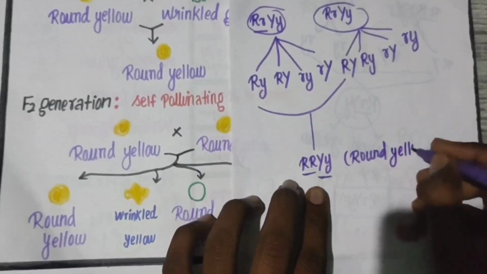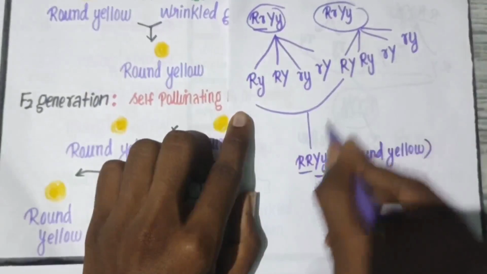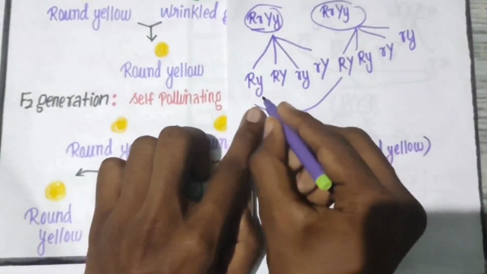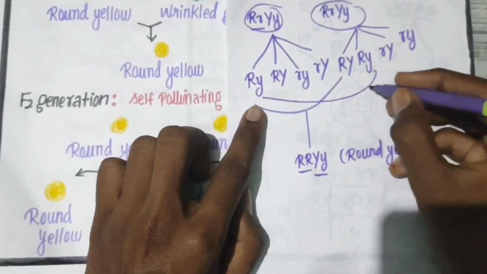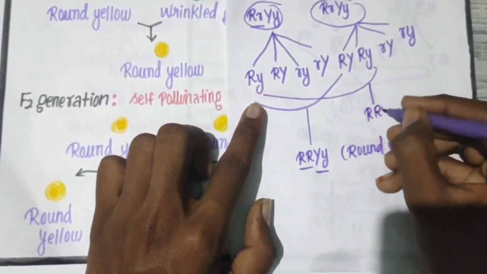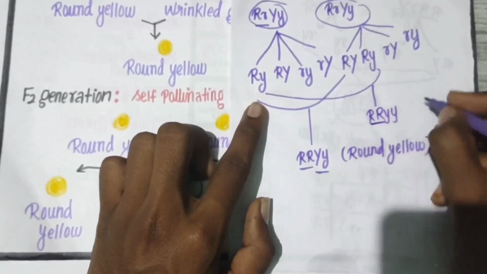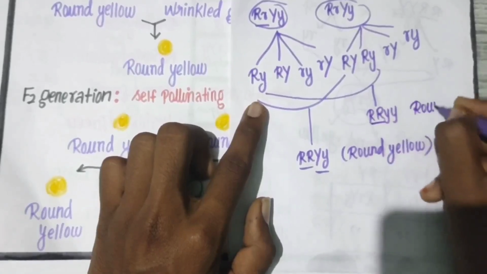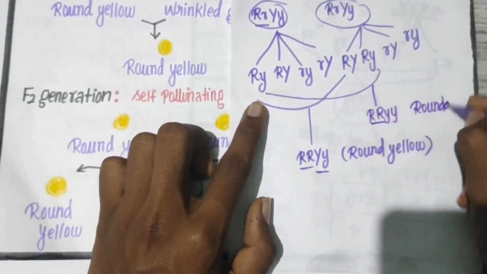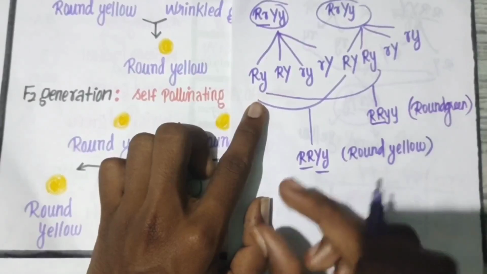Now you have to check the result for every fusion. When these two gametes are combining, you are getting this. Similarly, when this gamete and this gamete are combining, what will be the result? Capital R, small y, small y. See, now it is homozygous for R, so it is going to be round. And for small y, it is going to be green, right? Like this only, you are going to find the result for every fusion.